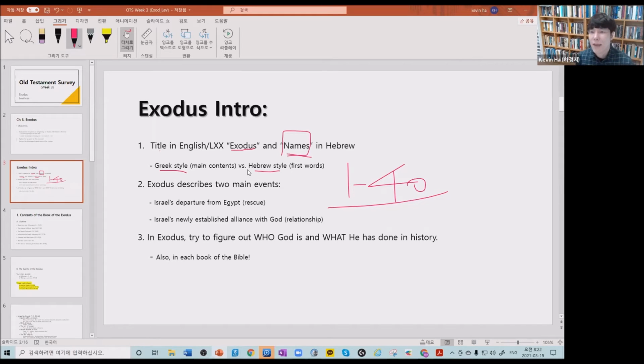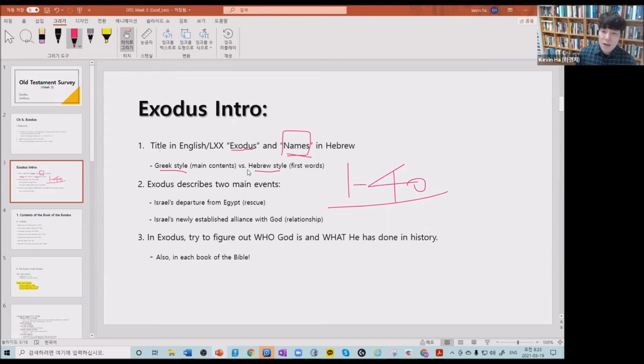Oh, and then can you imagine what the title of Genesis is in Hebrew? The title of Genesis in Hebrew is In the Beginning. And then Exodus is Names, because the first word is the names of the people. Jacob's 70 sons' names are mentioned at the beginning of Exodus.